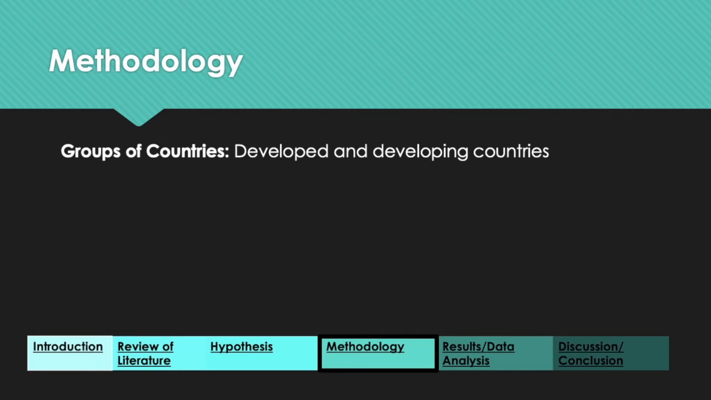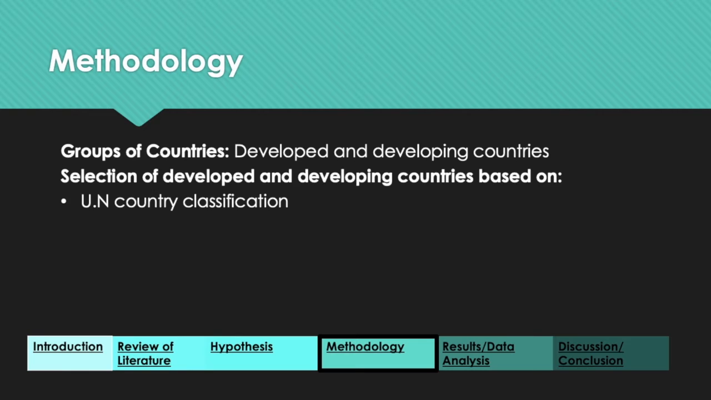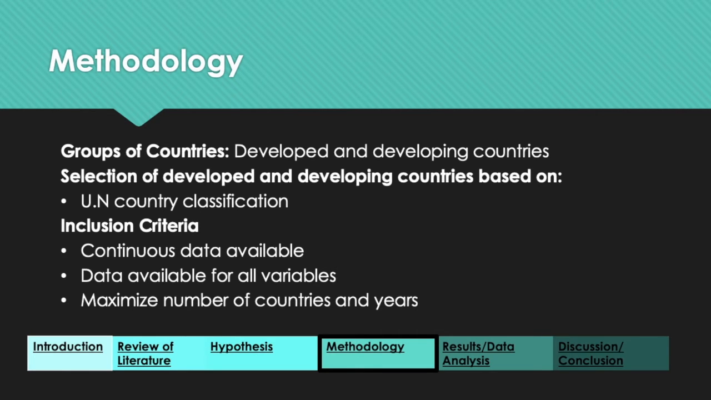The groups of countries that were gathered for this study include developed and developing countries. This was based on the UN classification of developed and developing, which they based on fuel export, per capita gross income, and other economic factors. The inclusion criteria for the study is that data is continuous and data is available for all variables. This was in order to maximize the number of countries and years that could be included in the dataset.